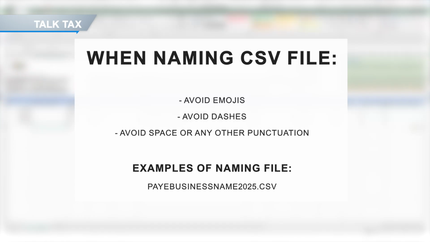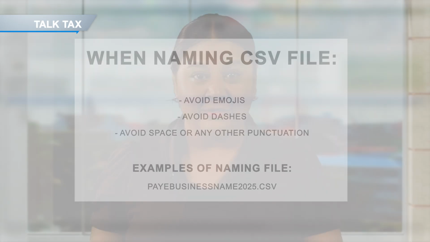Give it an appropriate name and avoid using emojis, dashes, spaces, and other punctuation, since using these symbols will cause errors in the filing process. A common naming style for the file would be what it is, such as the business's name, or the month and the year. For example, if you're filing your yearly PAYE return, you can name the file PAYE Business Name 2025. Similarly, when filing the monthly PAYE return, you can name the file PAYE The Month 2025. It is important to avoid any form of punctuation when saving the file.